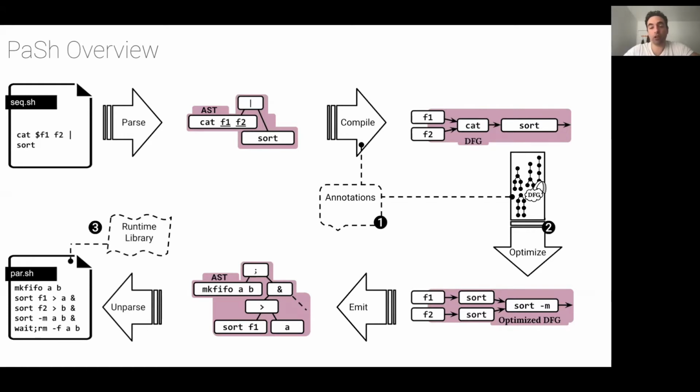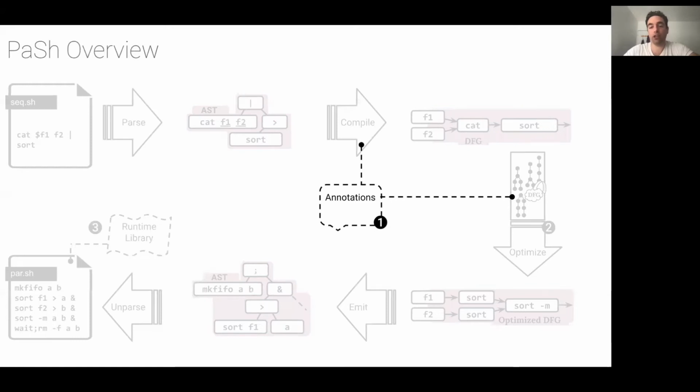Today, we will discuss three components in detail. The first is the annotation language that provides key properties about the parallelizability of individual commands. Second, the data flow model and associated transformations. And third, selective components from the runtime library. Let's start with the annotations.